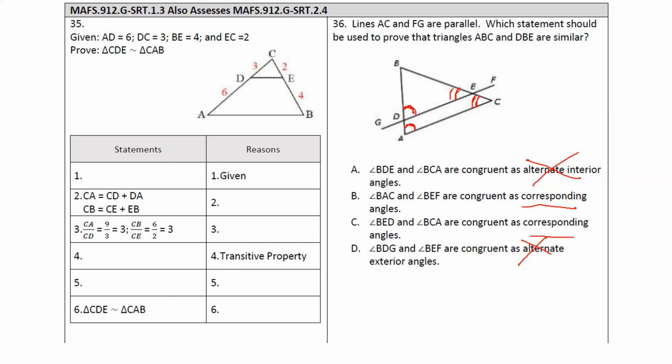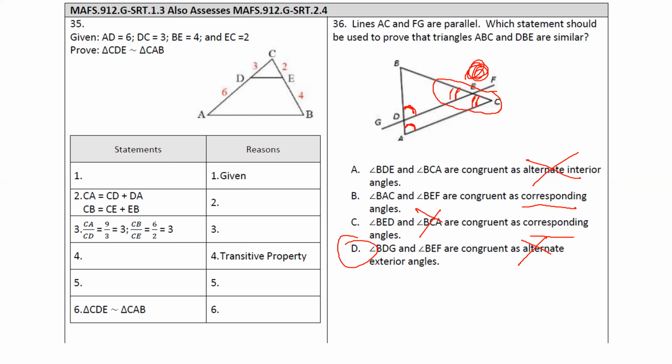Well, B says BAC. All right, so we got this angle down in the corner with 1. And then we have BEF, which is the angle way out here, which makes no sense. That's not part of the triangle even. So C can't be it because of which angle they use. Looking at D, those are these two angles that are marked with 2 congruency marks. So D is our correct answer.